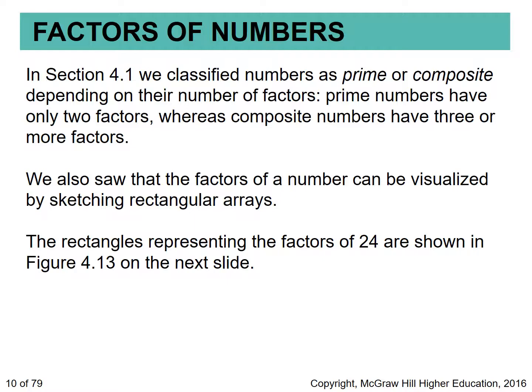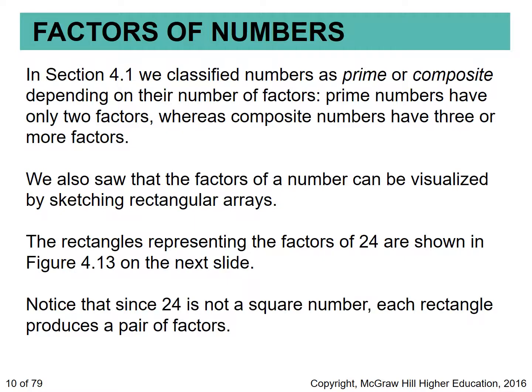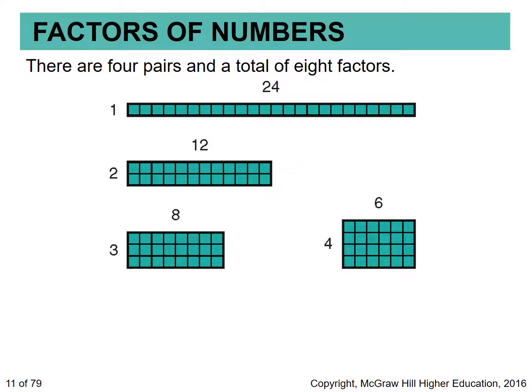So let's look at the next example, where we look at the arrays of 24. Okay, now it's not a square number, so each rectangle is going to give us a pair of factors. So then there are 4 pairs and a total of 8 factors. So I could obtain a list of all the factors just by looking at the rectangular model.